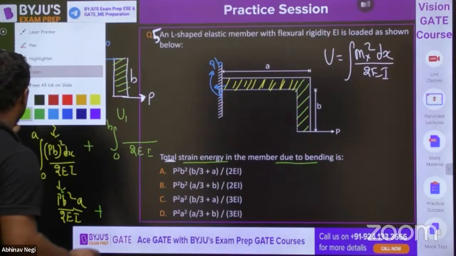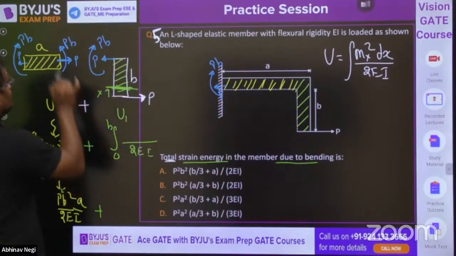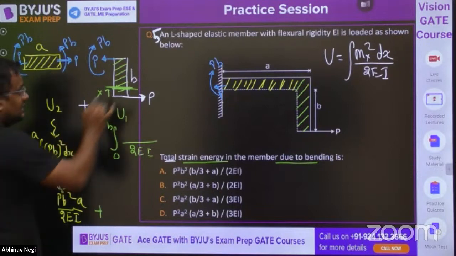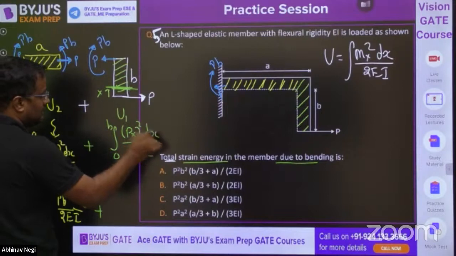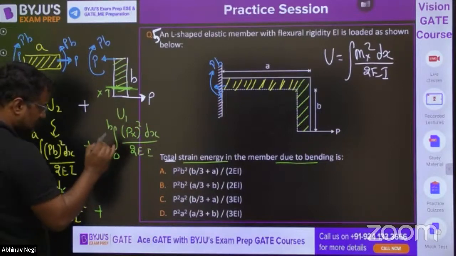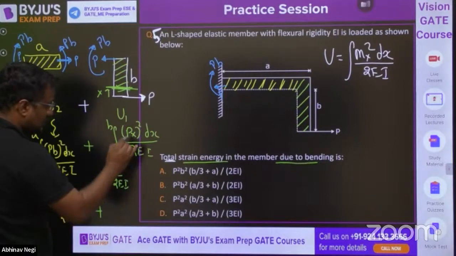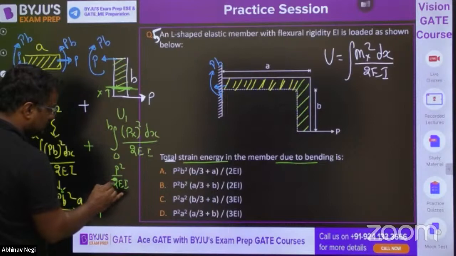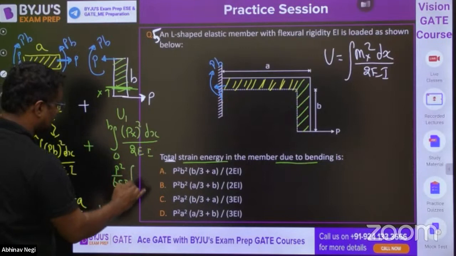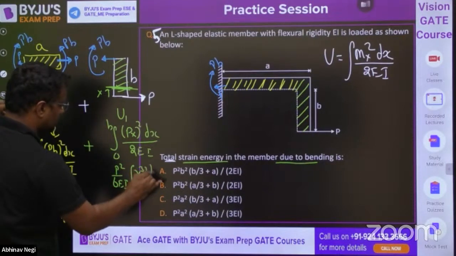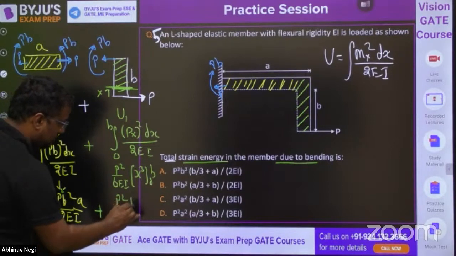Wait. So here at any x distance, the bending moment is constant, no? Here at any x distance it is constant. Here at any x distance, the bending moment is px into square upon dx upon 2EI. So now from here, p square will be common, 2EI common, x square will be x cube by 3, so this will be 6. The x cube integration will be from 0 to b. So this will be p square upon 6EI into b cube.